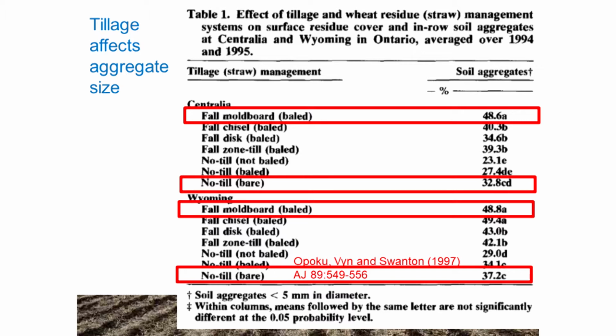This is an Ontario study done in Centralia and Wyoming where they looked at different tillage as well as wheat straw management impacts on soil aggregates. So here you see the percentage of soil aggregates less than 5 millimeters in diameter. And with the fall moldboard plow, for example, with baled straw, about half of the soil aggregates were less than 5 millimeters and about half are greater. If you just go to the no-till, either baled or bare wheat residue management, you can see that it's about a third of the soil aggregates that are less than 5 millimeters in diameter.